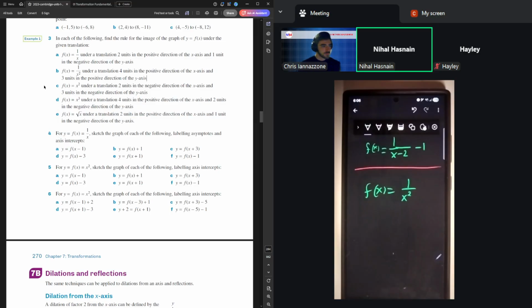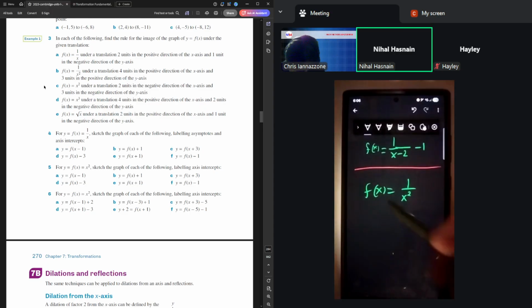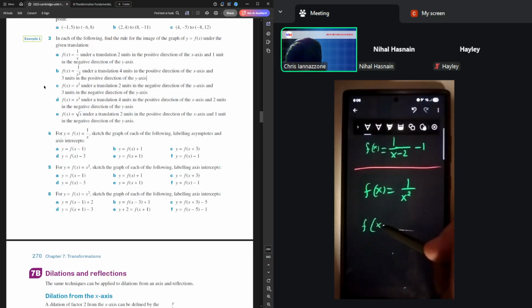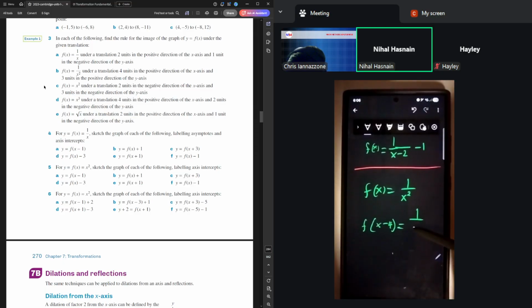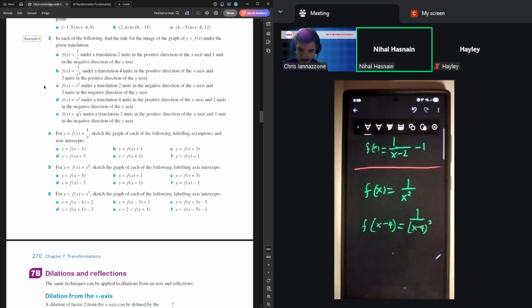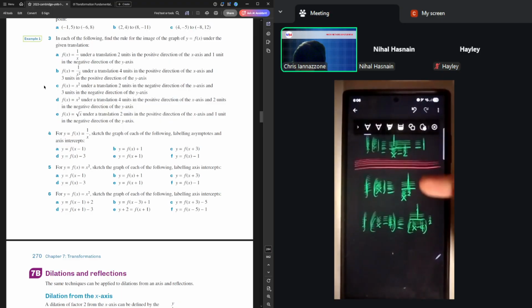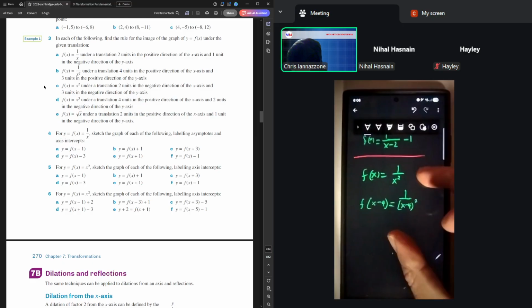4 units in the positive direction of the x-axis, so translate right? So 1 over x minus 4 goes to... That's it. So every x gets replaced with x minus 4, of course, making sure that because it is x squared, the x minus 4 is all getting squared. Cool.